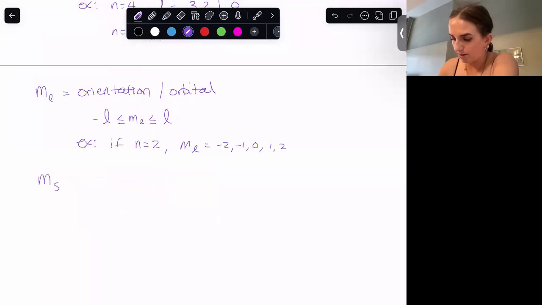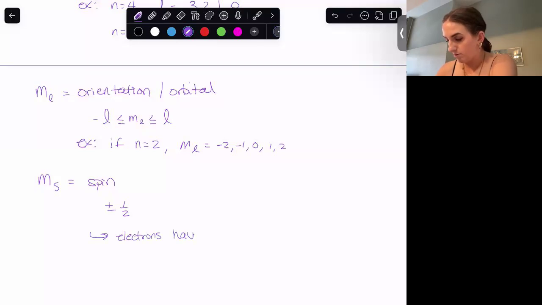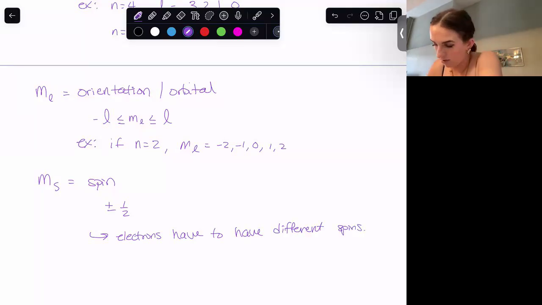Right, then the last one is m sub s, and this is going to be your spin. And this is plus or minus 1/2. And everything that we need to know is that electrons have to have different spins. And does that help with quantum numbers and orbitals? Are there any other questions on those?